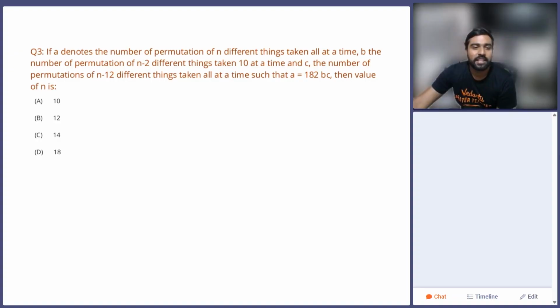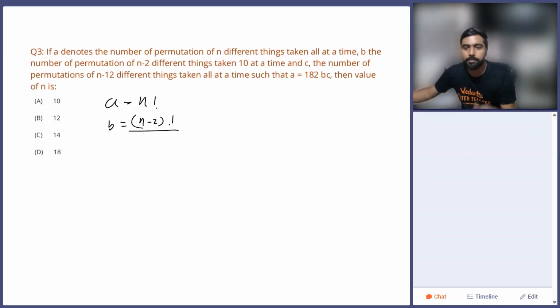Moving on, what do we have next? If A denotes the number of permutations of n different things taken all at a time. So permutation of n objects is simply n factorial. So A is n factorial. B is the permutation of n minus 2 different things taken 10 at a time. Permutation nPr is n factorial upon (n - r) factorial. So this will be (n - 2) factorial upon (n - 2 - 10), that is (n - 12) factorial.